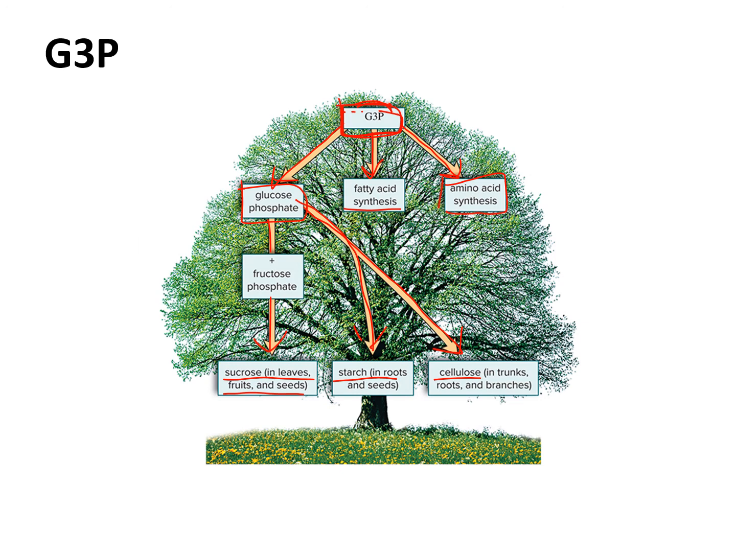So again, this is why photosynthetic organisms are referred to as autotrophs, self-feeders, because the process of photosynthesis is going to allow them to produce G3P, and from that molecule they can produce any type of macromolecule that they need.